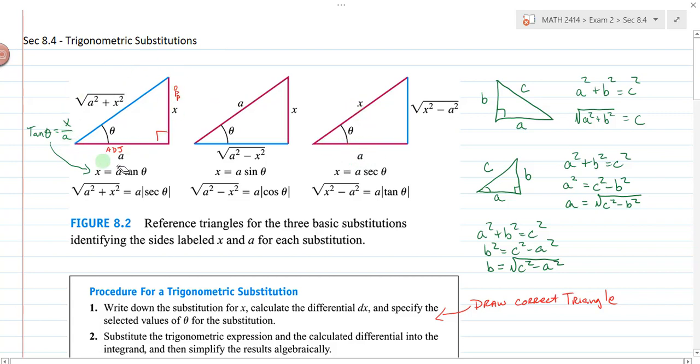This is kind of our starting point. And then all of these were either swapping positions with the radical in x like we did here, or the radical in a like we did here. And where that radical goes is determined by what's listed first in the subtraction. If it's addition, the radical's the hypotenuse.